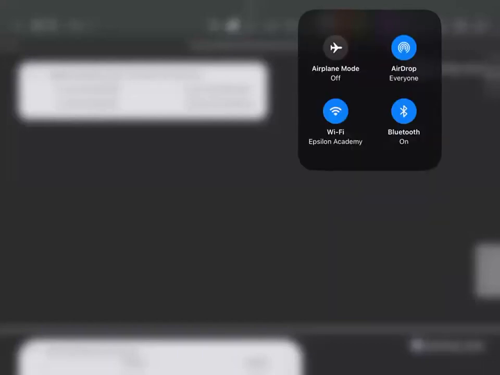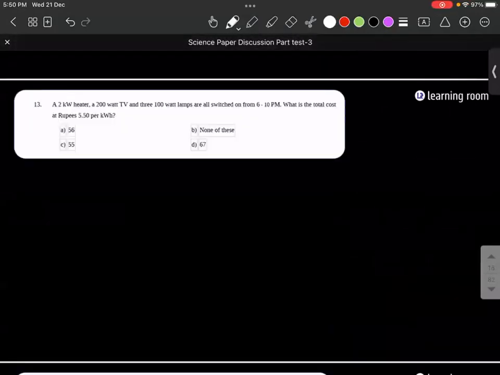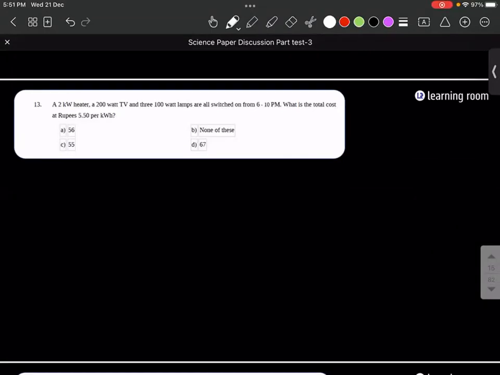To answer the 13th one: a 2 kilowatt heater, a 200 watt TV and 300 watt lamps are all switched on from 6 to 10 p.m. What is the total cost at rupees 5.50 per kilowatt hour? So how to solve this? For the heater, what is the power consumption? 2 kilowatt into 4 hours. That is going to be 8 kilowatt hour.